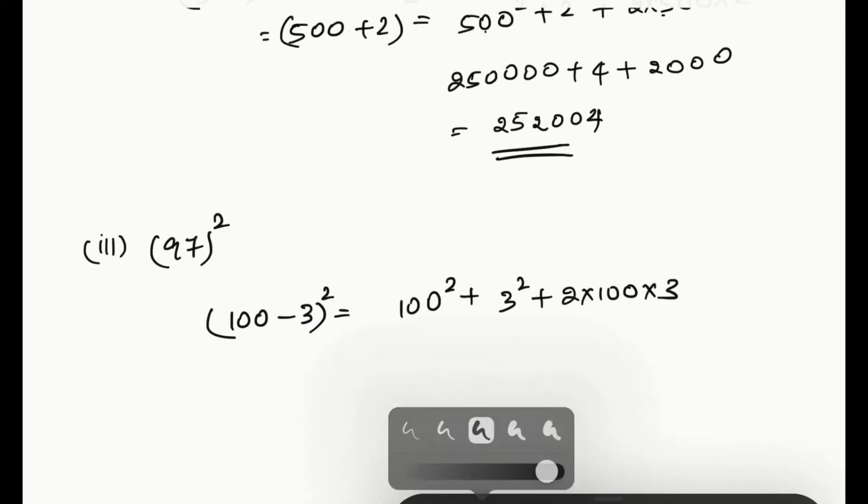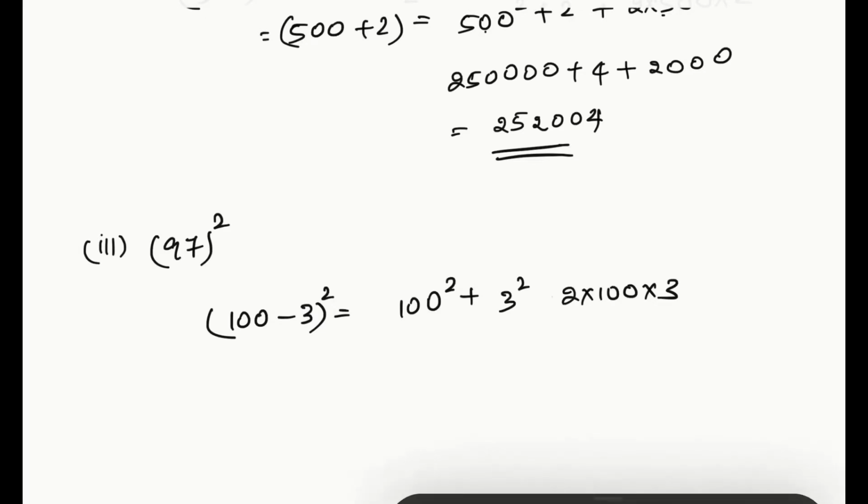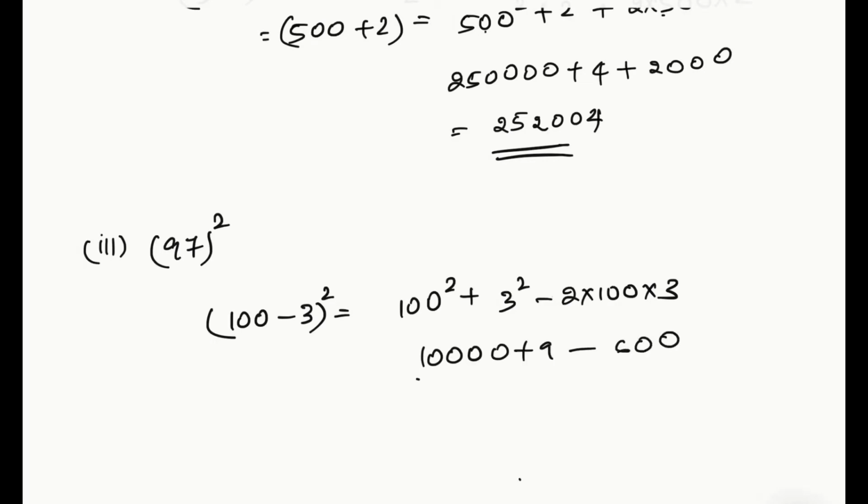It's not plus here, it will be minus here. Okay, because a minus b the whole square form we have here. So how do I get it? I get it as 10,000 plus 9 minus 600. So that is equal to 9,400, right? 9,400 plus 9, that is equal to 9,409.